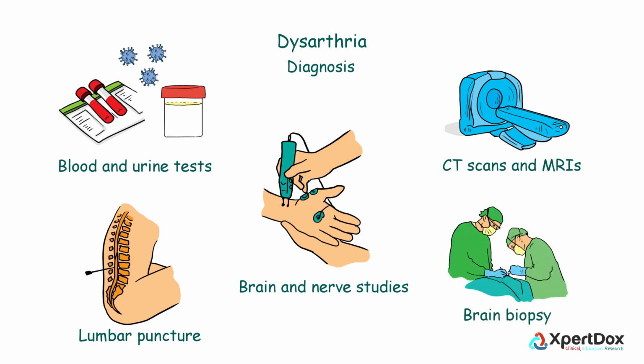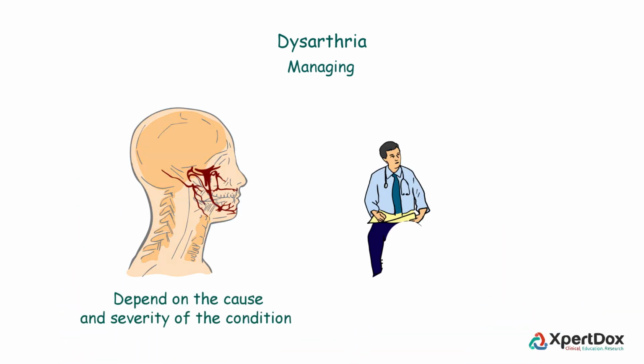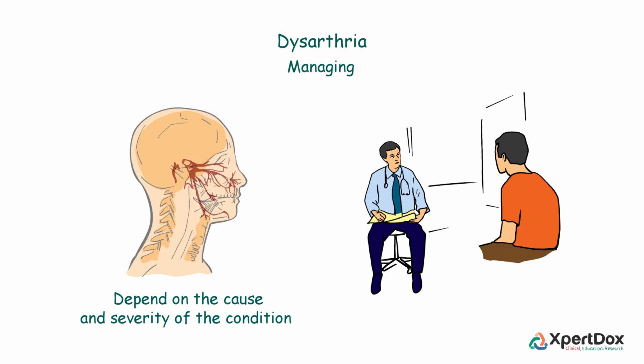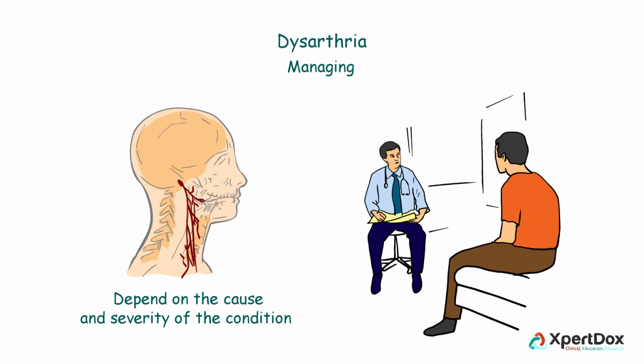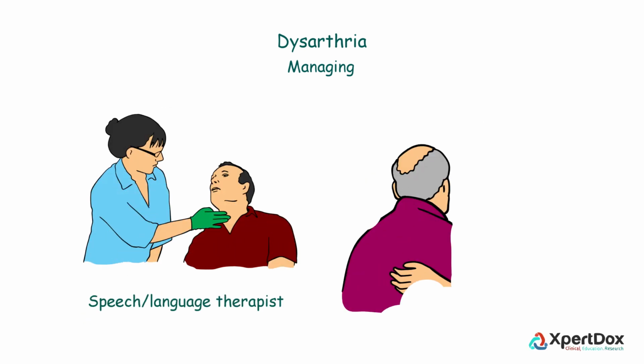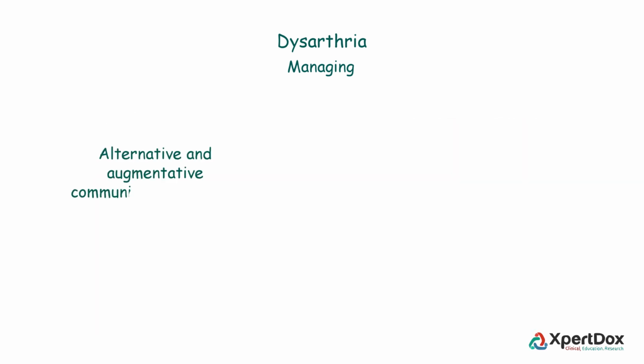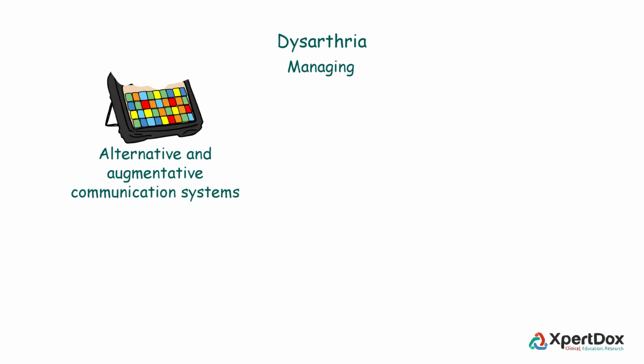Managing dysarthria will depend on the cause and severity of the condition. The cause of the dysarthria will be diagnosed and managed by the patient's physician, and this may improve their speech. Patients with dysarthria will be referred to a speech-language therapist who will suggest various communication methods to help the affected individual communicate. These methods include alternative and augmentative communication systems.